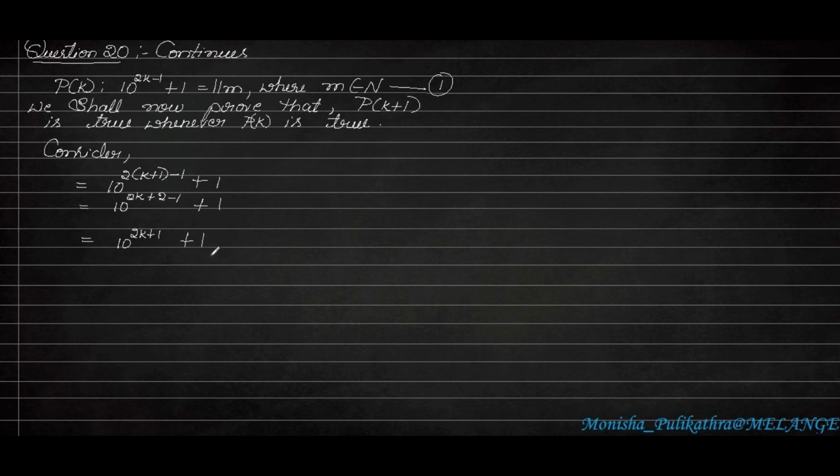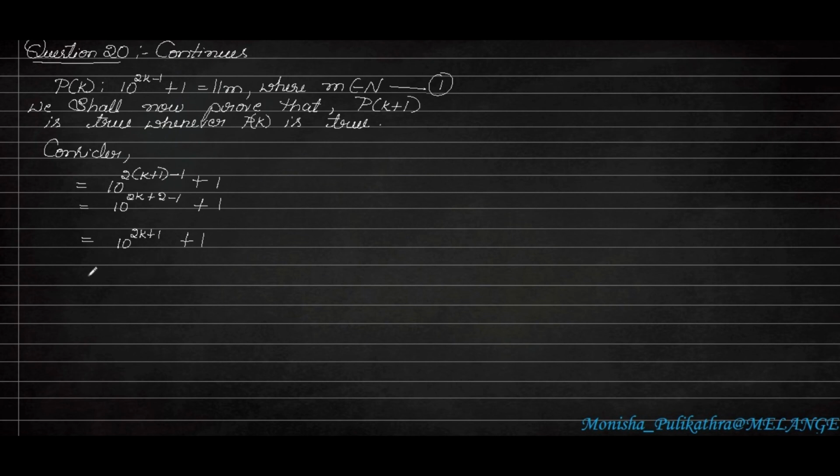Here we have to make some changes, so that we bring this 11m here. Only if we bring this 11m here can we prove that P of k plus 1 is also true when P of k is true. So if we have to include 11m in this equation, we have to take 10 to the power of 2k minus 1 plus 1 inside this equation.